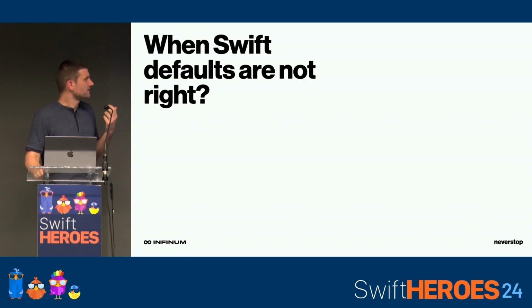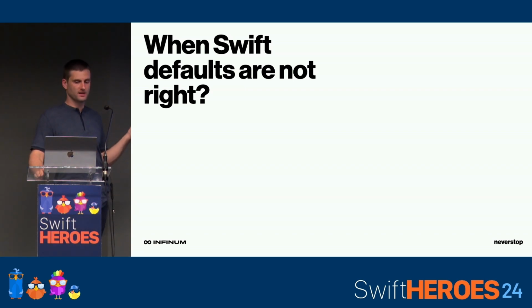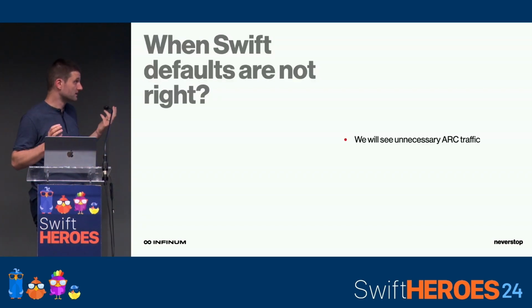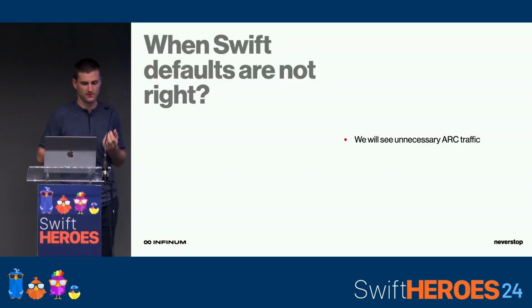But since Swift has a default ownership system, there are cases when these defaults are not right. And what will happen in those cases? Well, in those cases, what we'll see is unnecessary ARC traffic. So we'll see unnecessary retains and releases where it's not necessary.